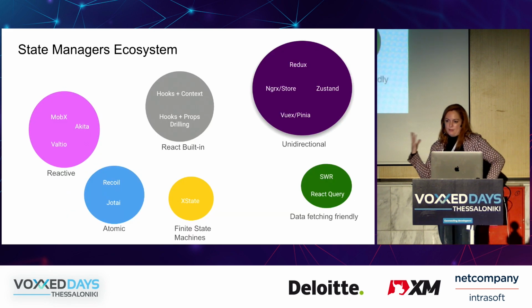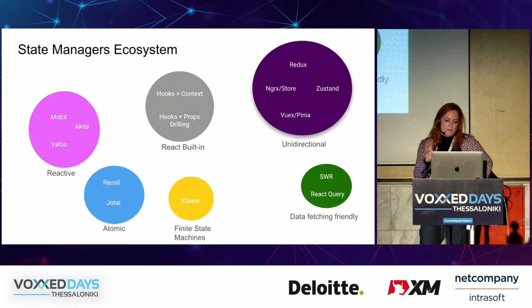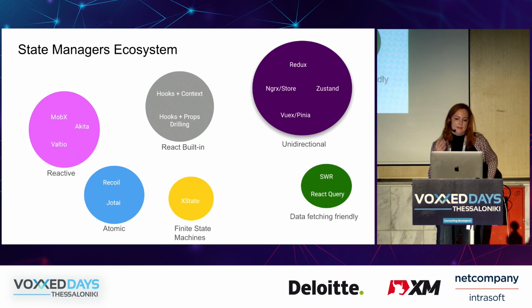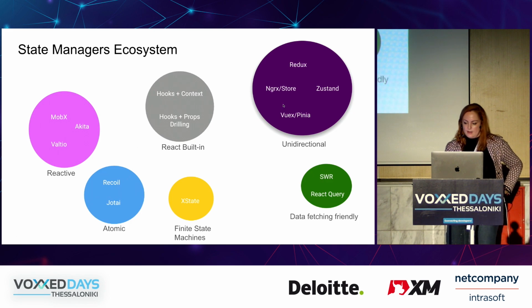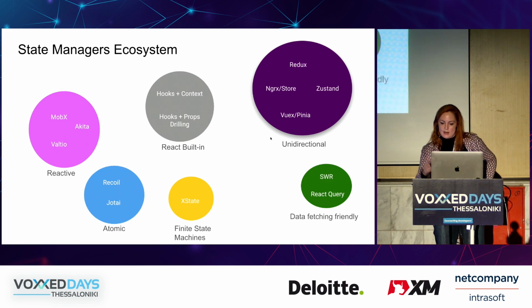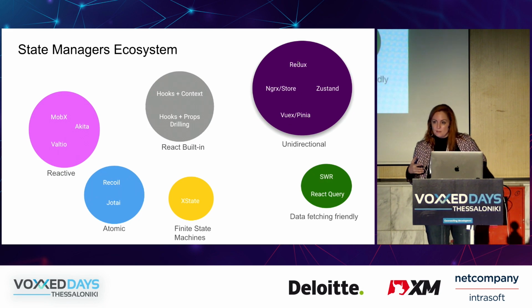This is a visualization I created for you so that we can map faster the gazillions of names that exist nowadays for state managers. Under unidirectional are the NgRx Store from Angular, Vuex, and Redux, the three most popular so far that we know for state management.